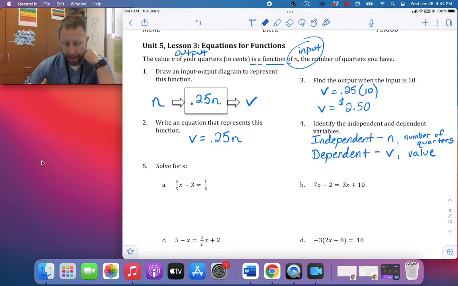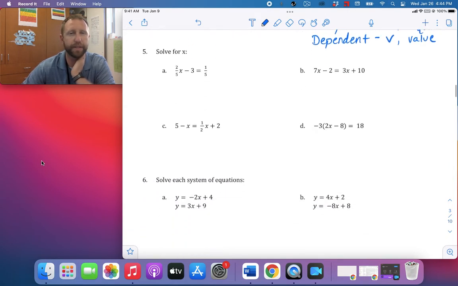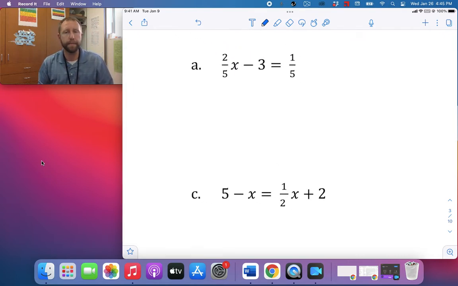All right, that's the first 4 questions, so that's almost half of your assignment. This middle section is all number 5, but there are 4 problems here. So we need to solve for x for each of these, and I'm going to zoom in and do one at a time here. So I'll start here with A.